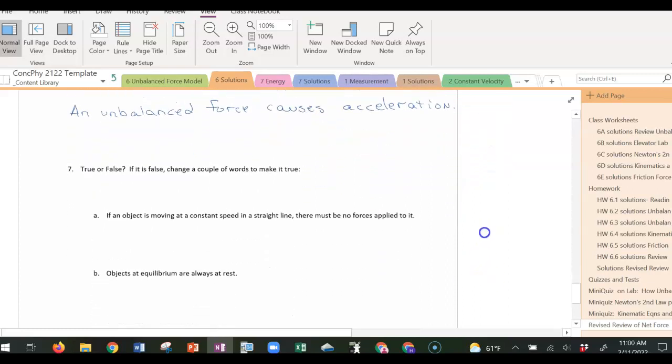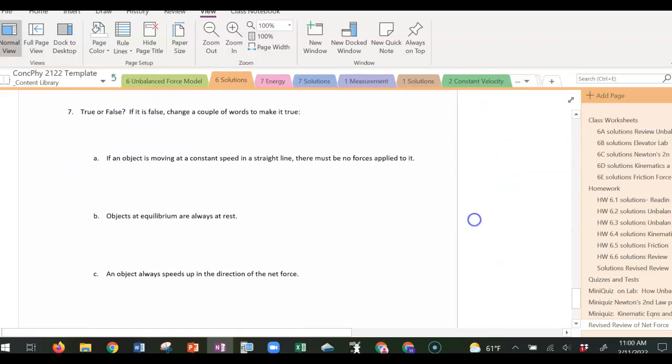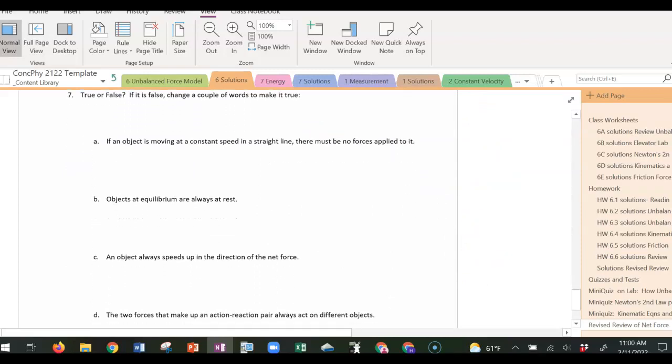Okay, let's look at some of the true-false statements. We'll decide if the statement is true and say so, and if it is false, we want to make a modification to make it read as a true statement. So the first one says, if an object is moving at a constant speed in a straight line, there must be no forces applied to it.